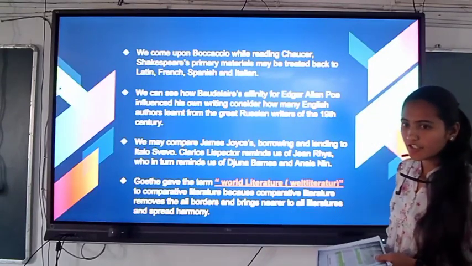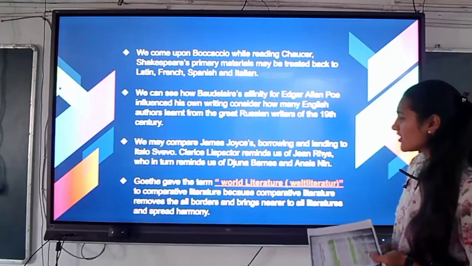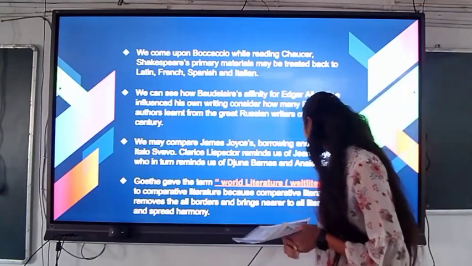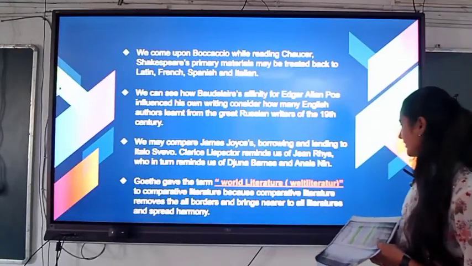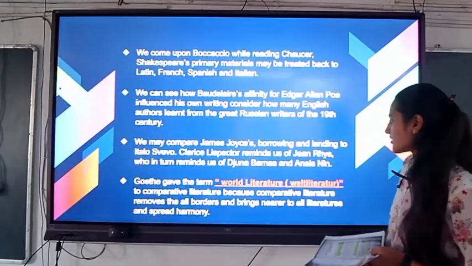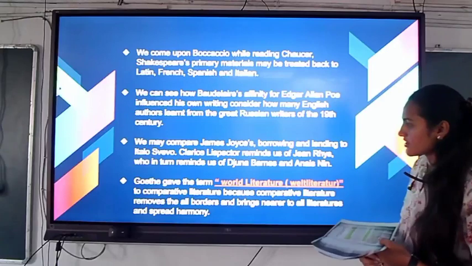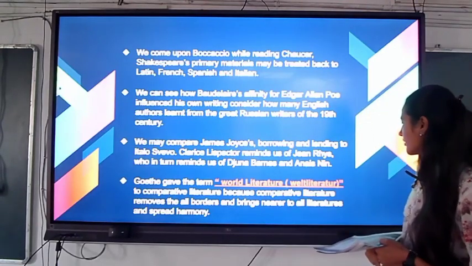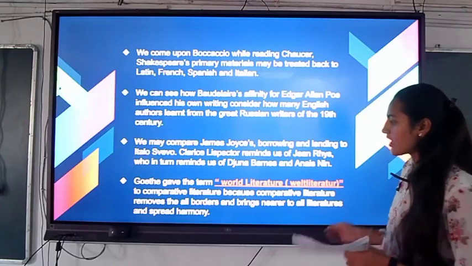And another critic, Goethe, gave the term world literature to comparative literature, because comparative literature removes all borders and brings all literature nearer and spreads harmony.